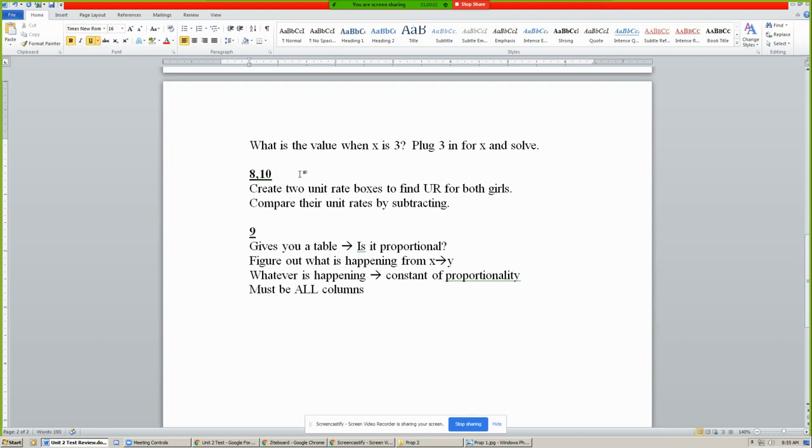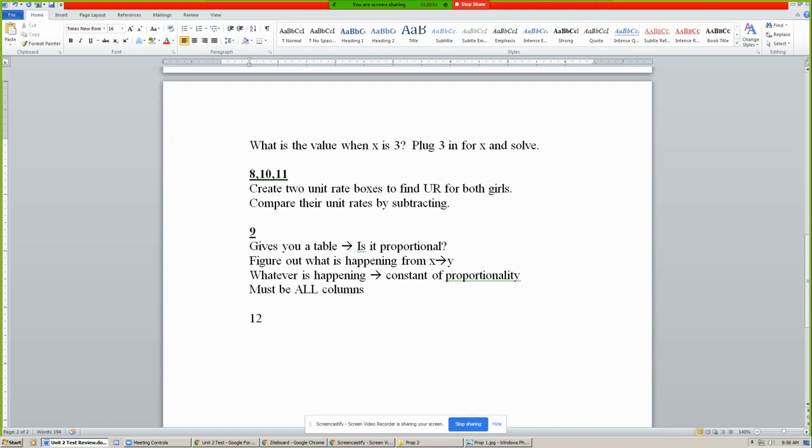And number 11 is also involved with that. 11 says, how much more does Danielle or Mackenzie earn per hour than the other one? So again, you're going to compare them by subtracting to figure out which girl makes more. If one girl makes $15 an hour and one girl makes $13 an hour, your answer for number 11 is $2 more per hour, or $2 per hour more. You're just comparing how much they make. All right, number 12. So number 10 and 11 are very similar.